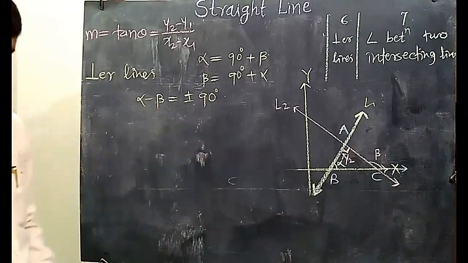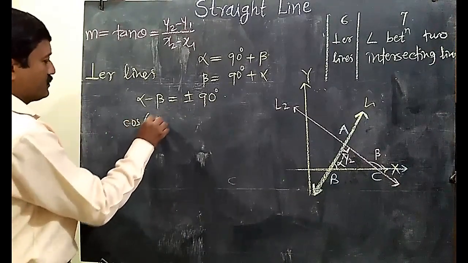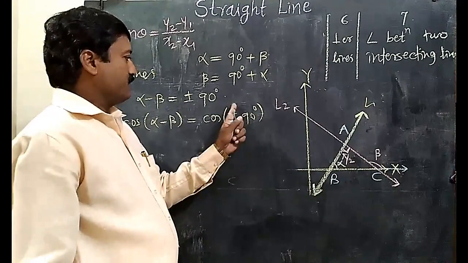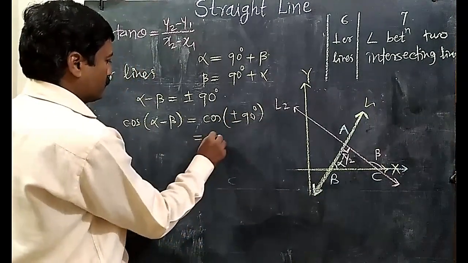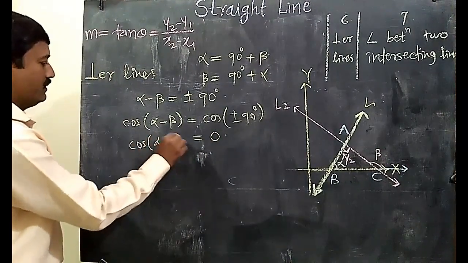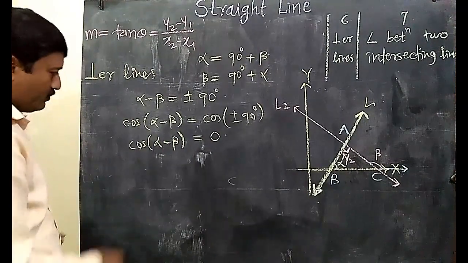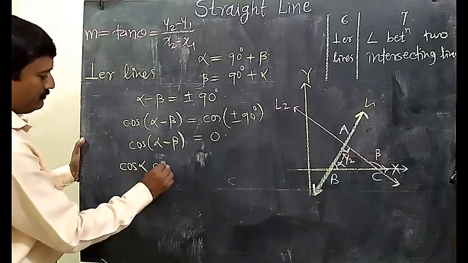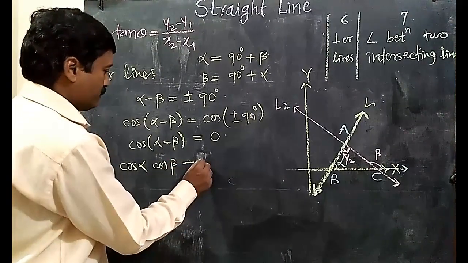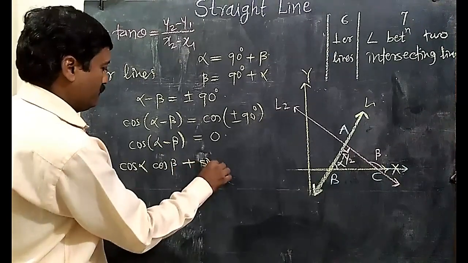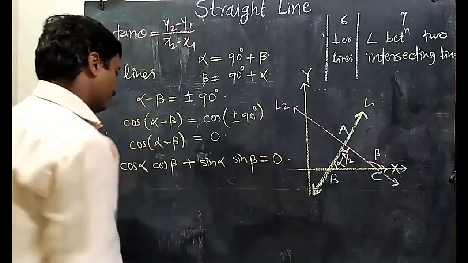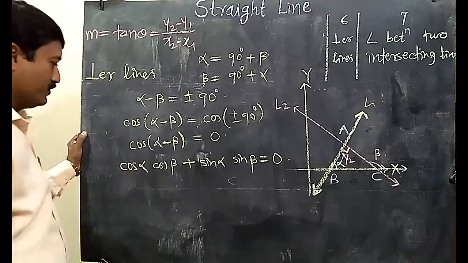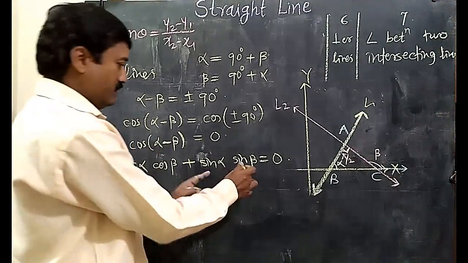As this difference is equal to plus or minus 90 degrees, if you take the cosine ratio of this, then cos of alpha minus beta is equal to cos of plus or minus 90. Whether this angle is positive or negative, the cosine ratio is always 0. So cos of alpha minus beta is equal to 0. We have not studied this formula yet, still we will use it. Cos of alpha minus beta is cos alpha cos beta plus sin alpha sin beta, equal to 0. Whenever there is a negative sign here, we get positive here.